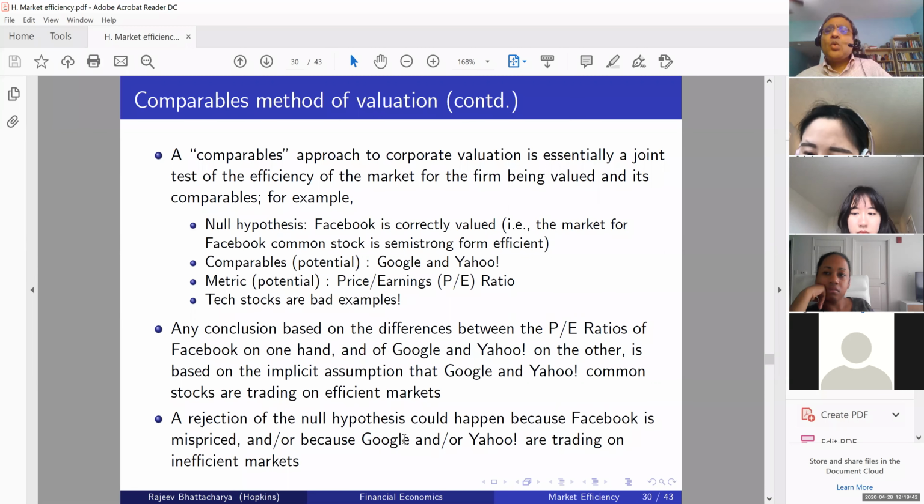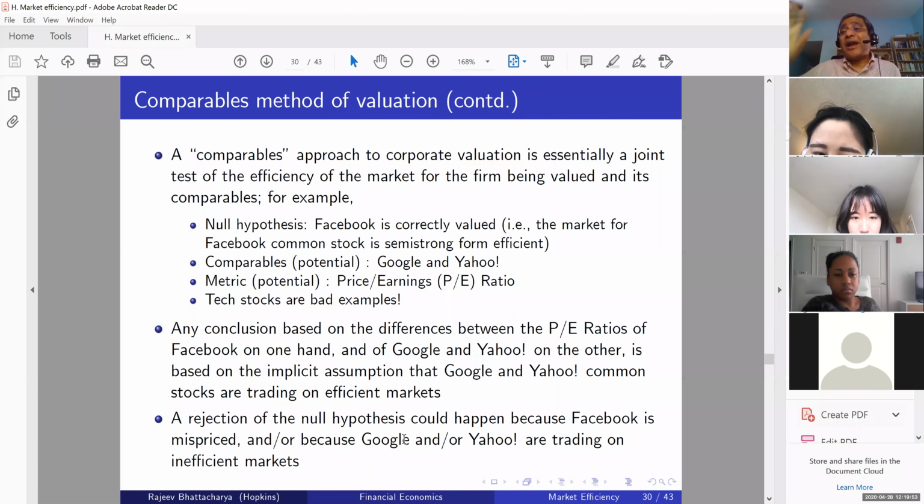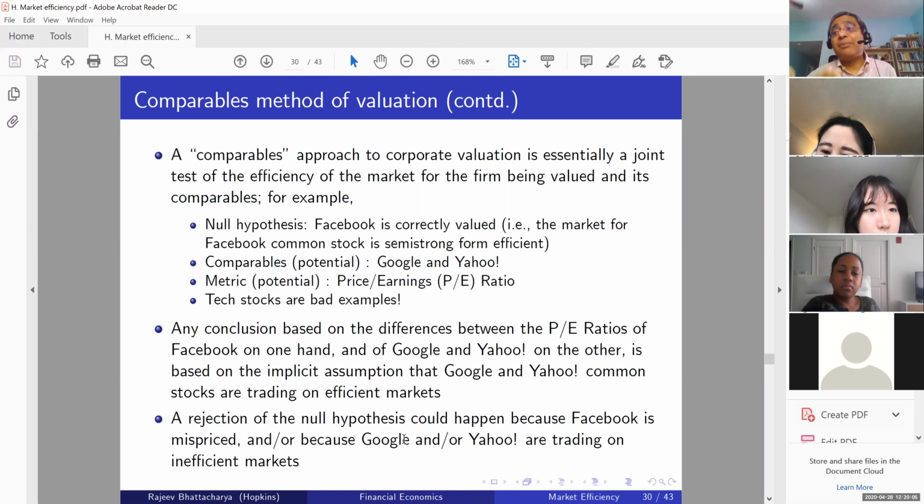Now, using the price earnings ratio, the idea would be, you say your comparables are Google and Yahoo. So you estimate what the price earnings metrics are for Google and Yahoo and apply it to your security of interest, your asset of interest.